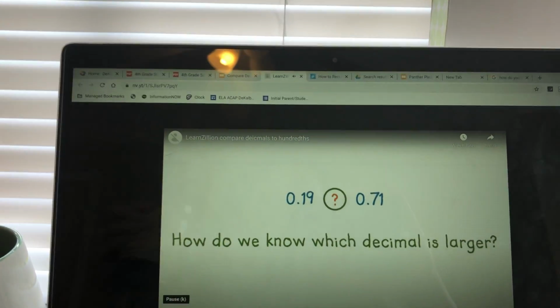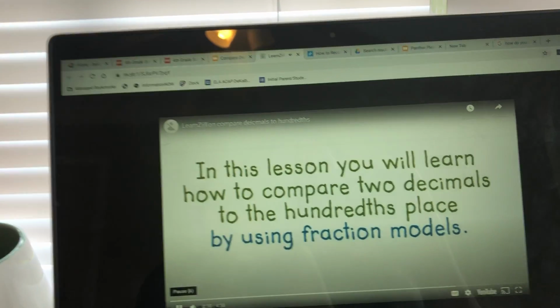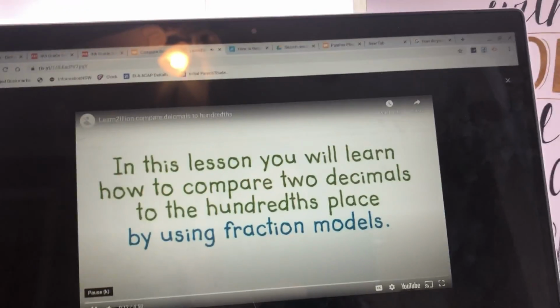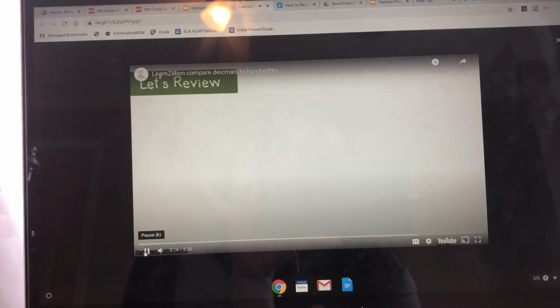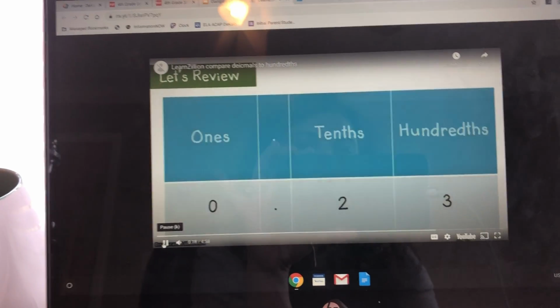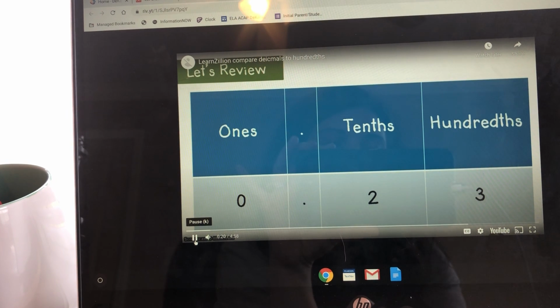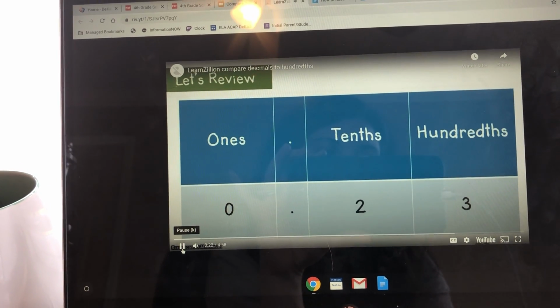which decimal is larger. In this lesson, you will learn how to compare two decimals to the hundredths place by using fraction models. Let's take a minute to review place value. For this lesson, we'll be focusing on the place values to the right of the decimal point.